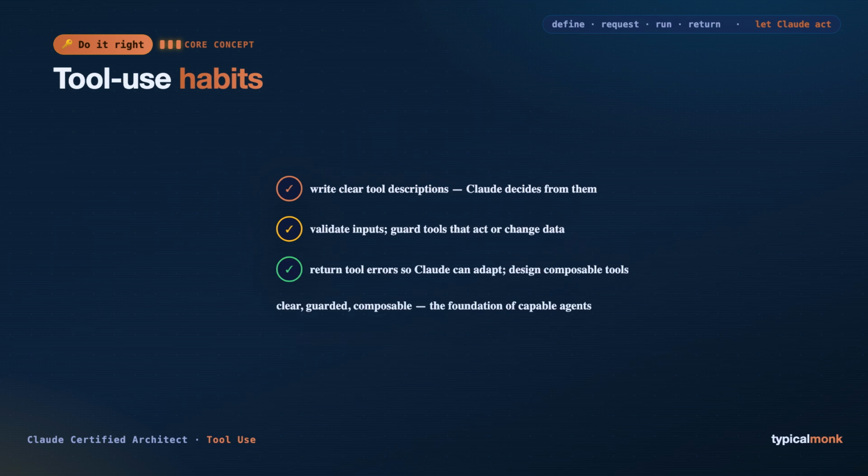And third, handle errors and think in loops. Return tool failures back to Claude as results, so it can adapt rather than crash. And remember that real capability comes from chaining the loop. So design your tools to compose, each doing one clear job, so Claude can orchestrate several into a multi-step solution.